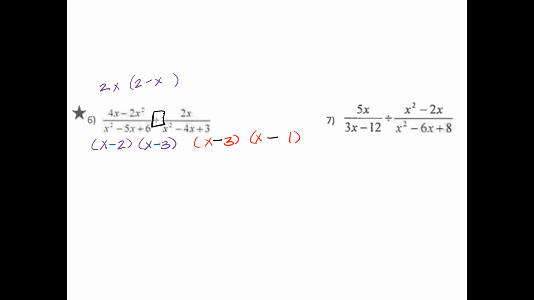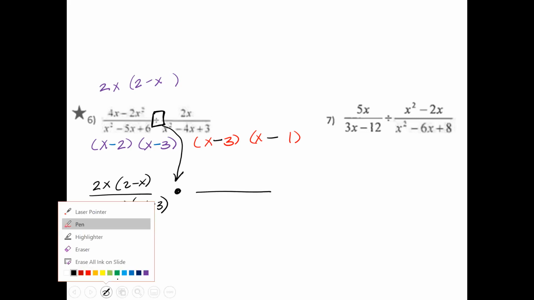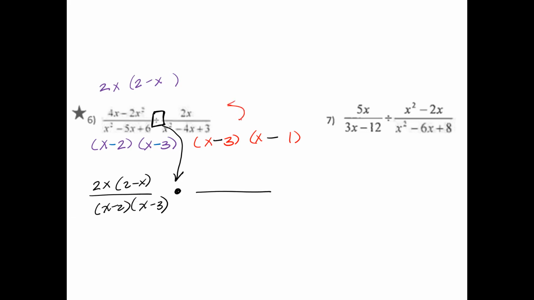Next, what we want to do is change that division to a multiplication, okay? So in your numerator, 2x, 2 minus x, denominator, x minus 2, x minus 3. Change that division to a multiplication. And then what happens to your second fraction? Remember, you got to flip it. So then you have x minus 3 on top, x minus 1, and that 2x goes on the bottom.